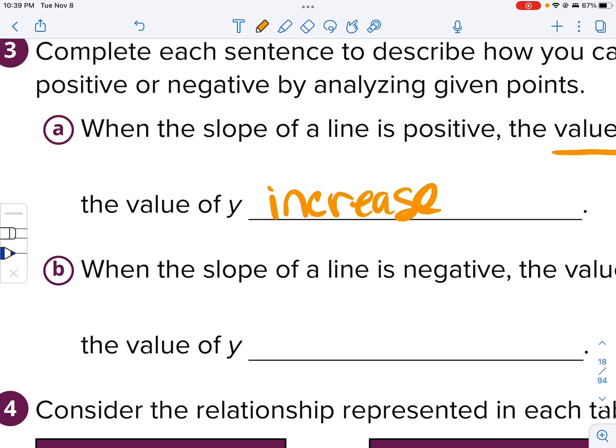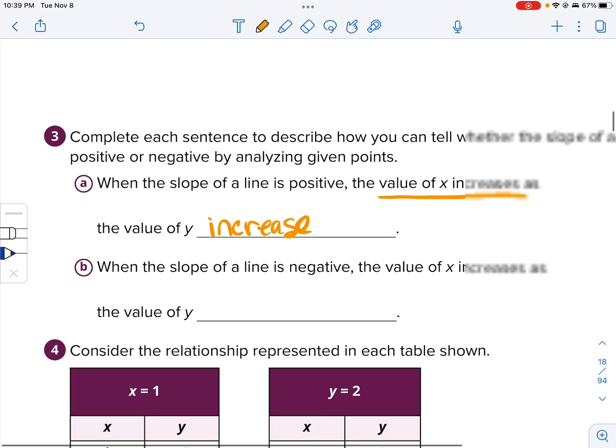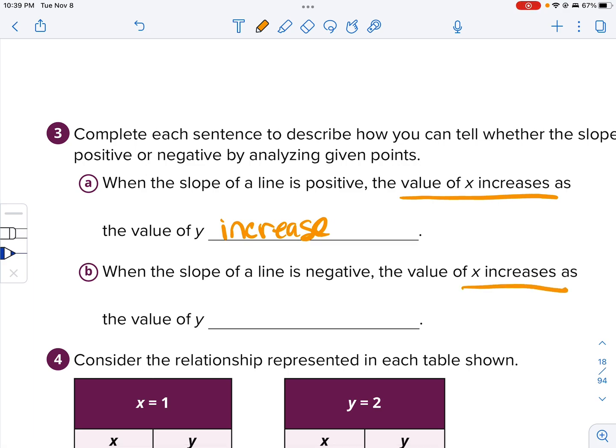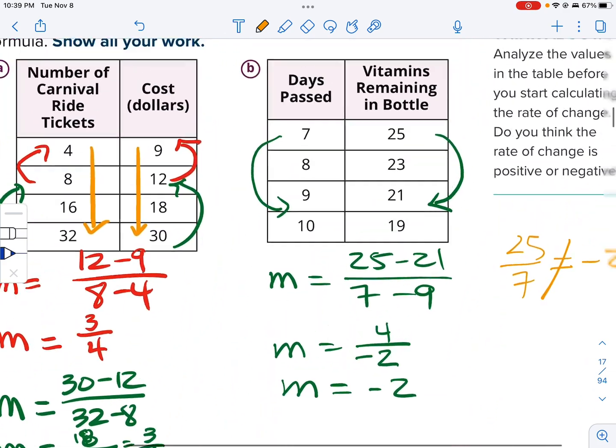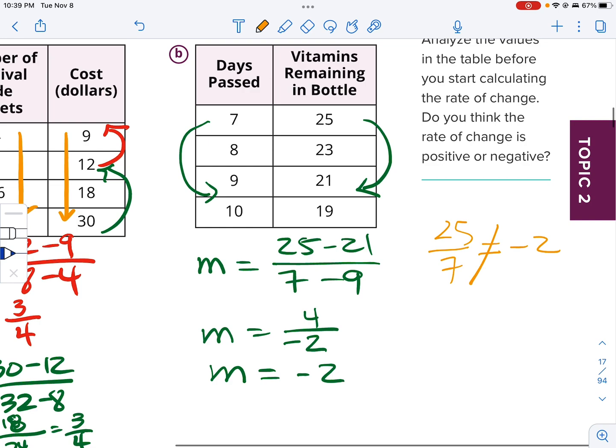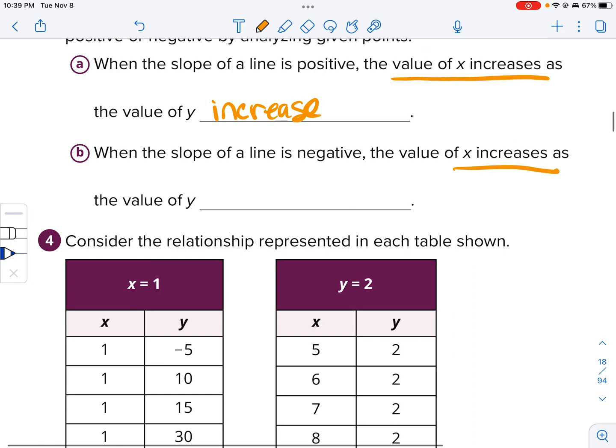Okay. When the slope of the line is negative, the x increases as the y value does what? So this one had a negative slope. X got bigger. What did y do? Look at that. They got smaller. Okay, so they decrease.